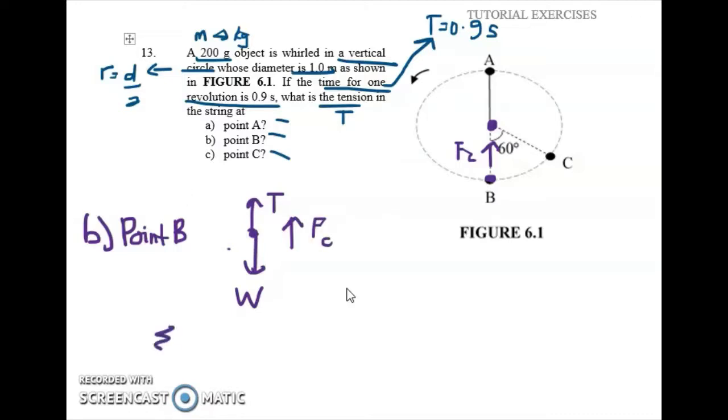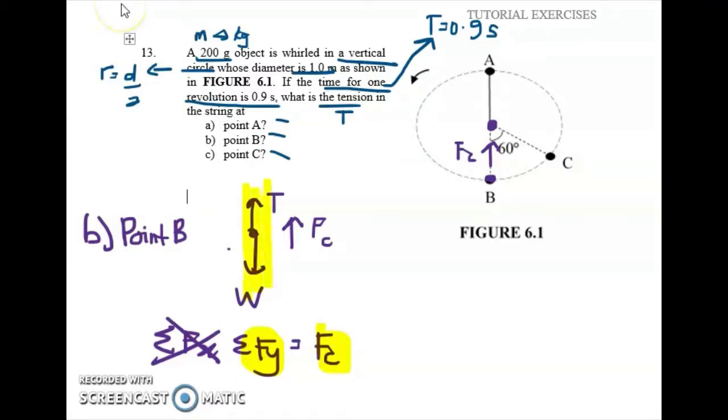Next, let's do this part. So Fx and Fy. However, you don't have to do Fx because there's no force on this x component. So FC will be on the y component. So next, what we're going to do now is actually this part. Okay, at the y component, you have T and W. However, if you look closely, tension has the same direction as FC, but W is on the opposite direction.